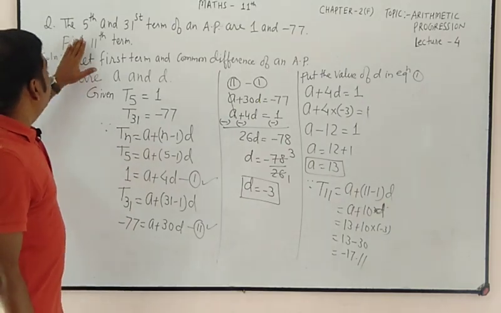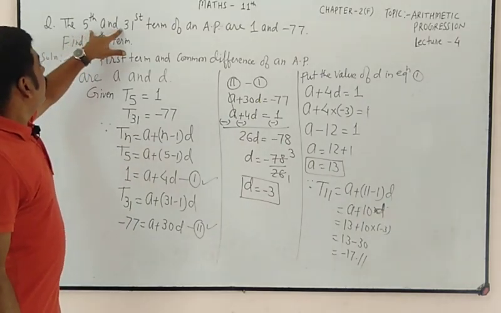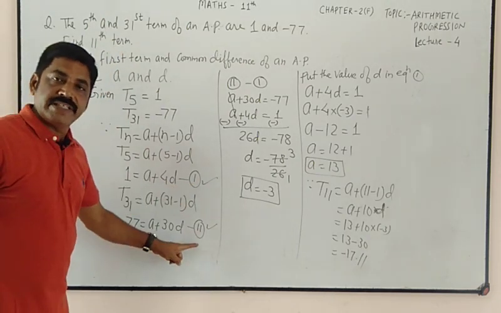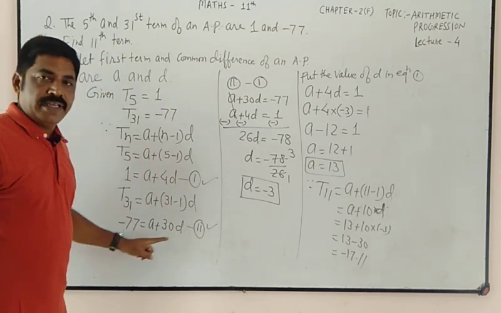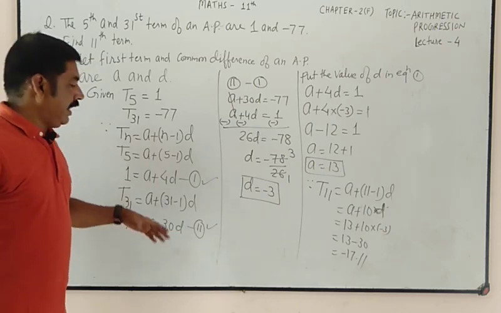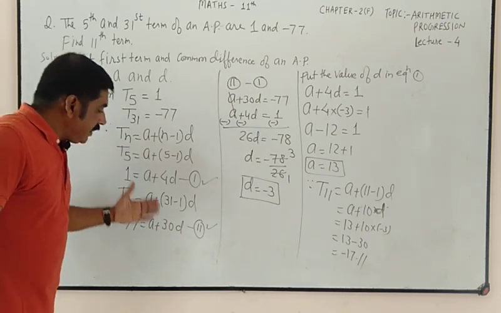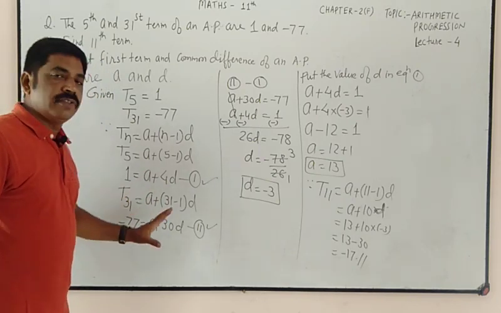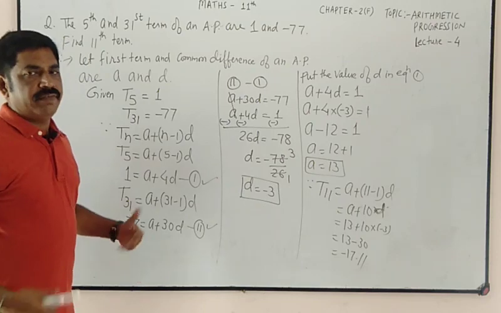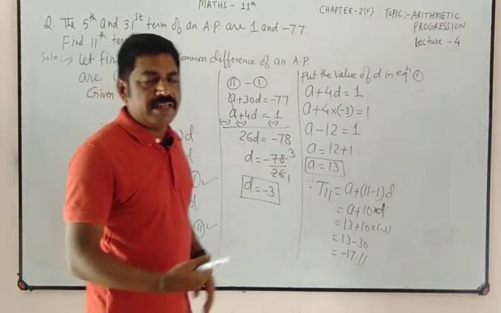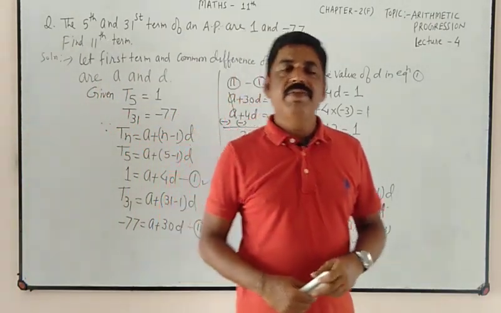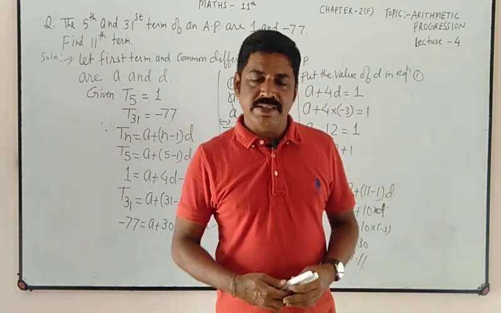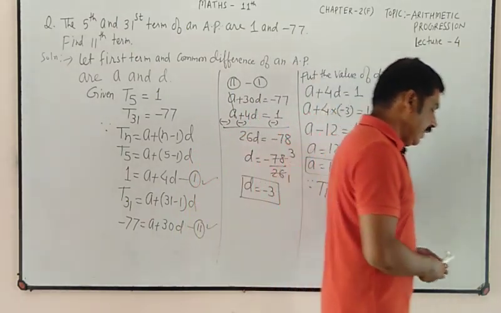Okay? So whenever we are given the values of two terms, it means we have two equations in the form of a and d, right? And with the help of these two equations, by elimination method, find the values of a and d, and whenever we have the values of a and d, then we can find any term of the series. Clear? Now see the next question.